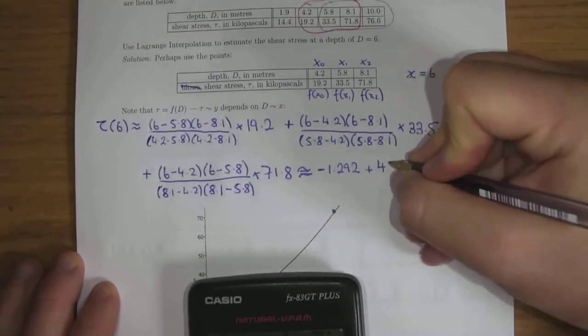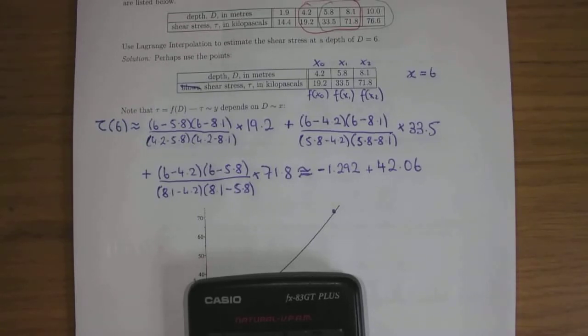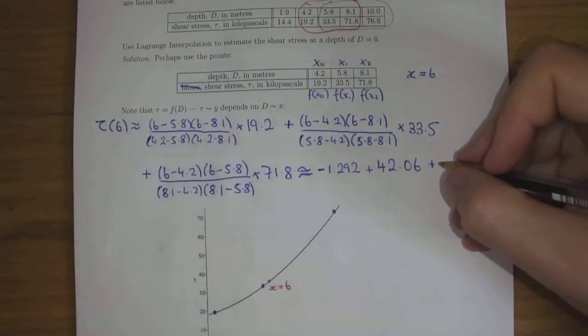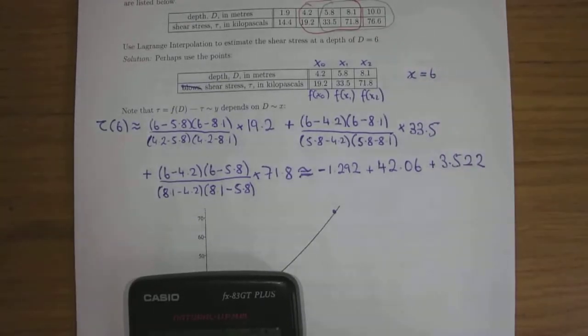To 4 significant figures, 42.06. And then the last one, I'm getting 2.2 by 0.2 divided by, I hope there's a mistake here, 8.1 minus 4.2. I think there's a mistake. Yeah, there is. So I'm getting plus 3.522.